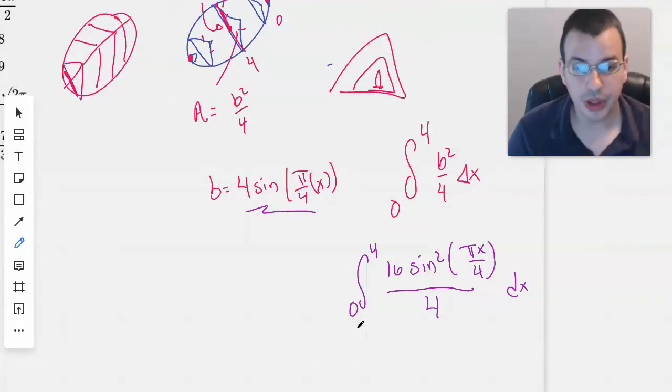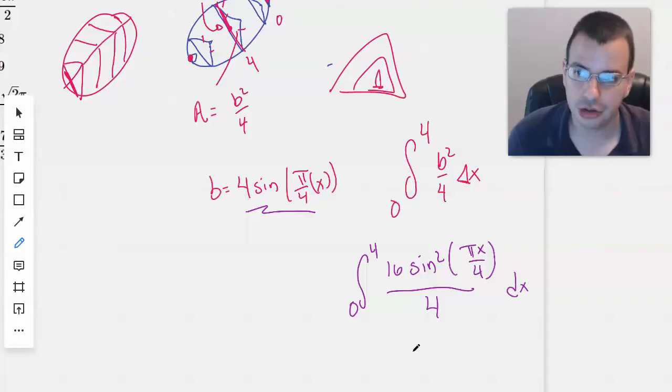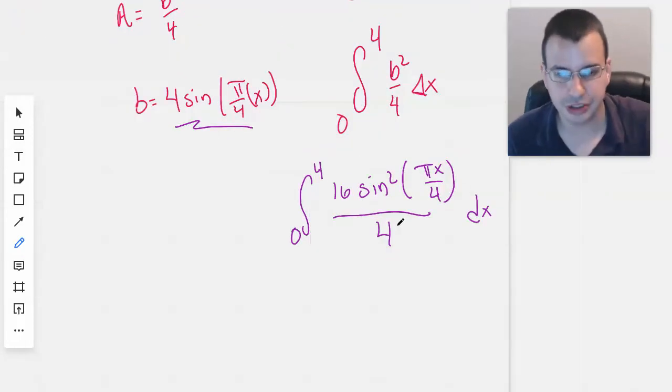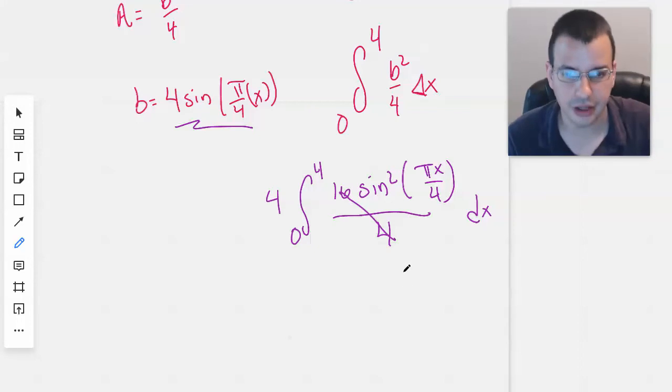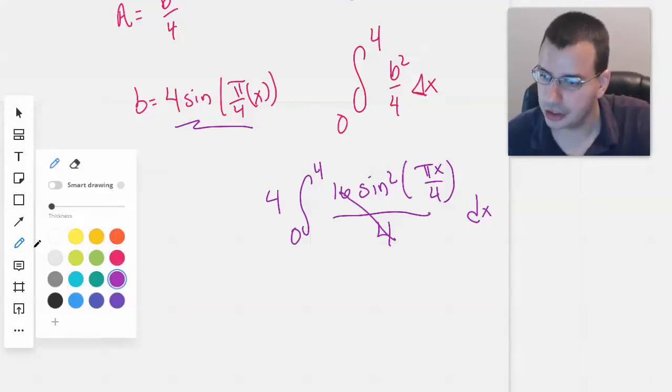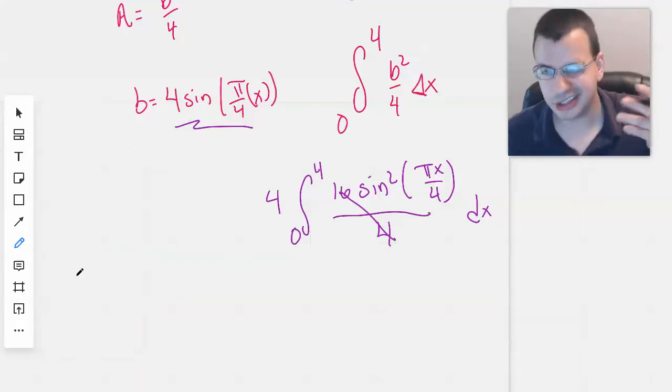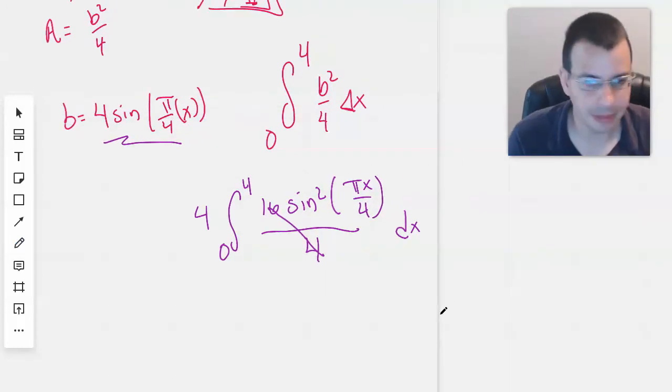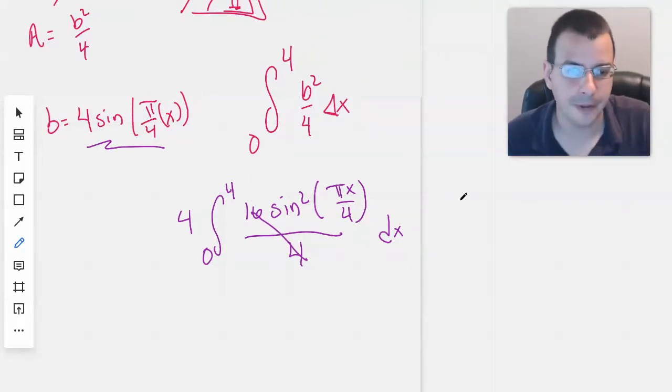And so then we just integrate from 0 to 4, which is the diameter of our circle. So we're left with this. We cancel out the 16 to 4, change that to 4, and now we're left with sine squared. Integrating sine squared is kind of tricky, but we've done it a bunch of times. We know how to do it.